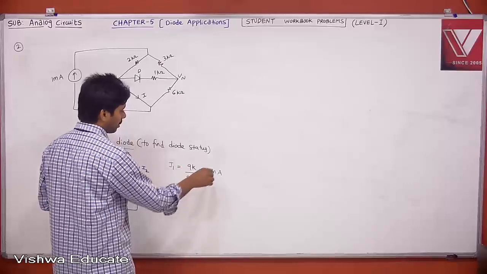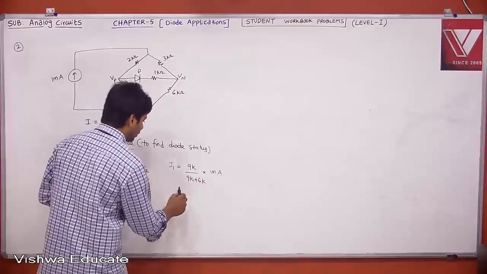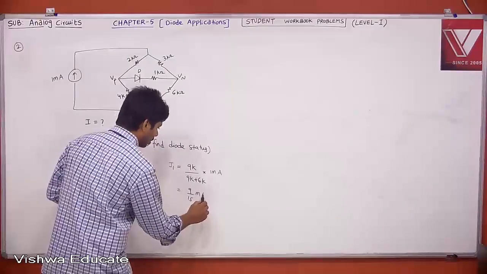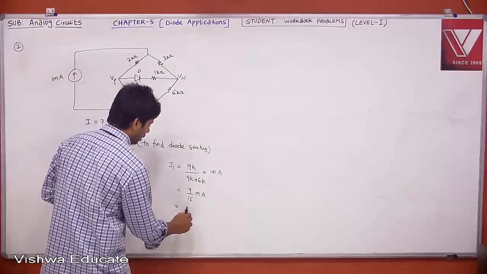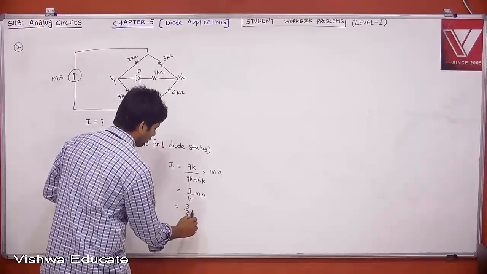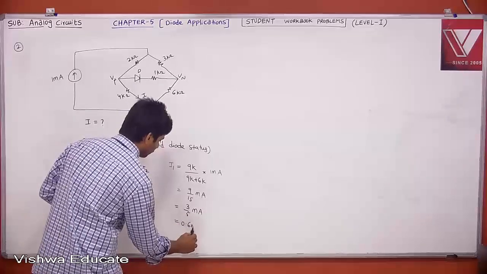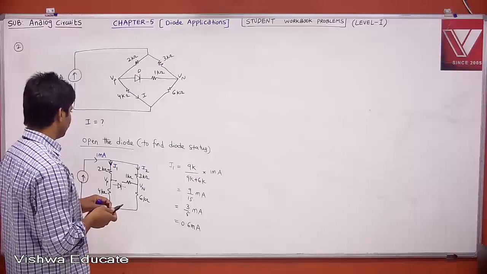Therefore, the K will be cancelled. Then 9 by 15 milliampere. 3 3s are 9, 3 5s are 15, so 3 by 5 milliampere, which is 0.6 milliampere. Okay, that is fine.